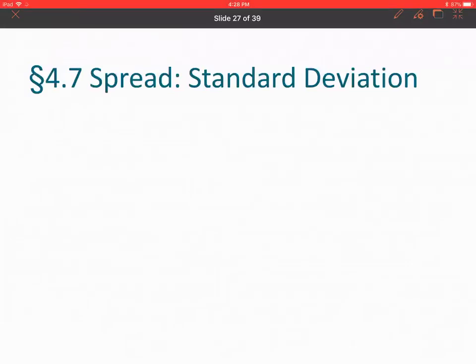Hello, welcome to part 3 of chapter 4 in our summary statistics. In part 3 we're going to be going over 4.7, which is the spread and standard deviation.